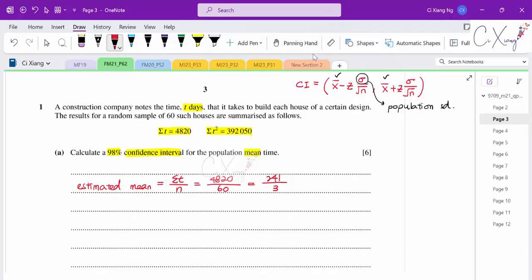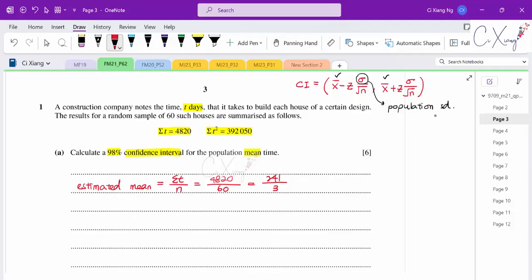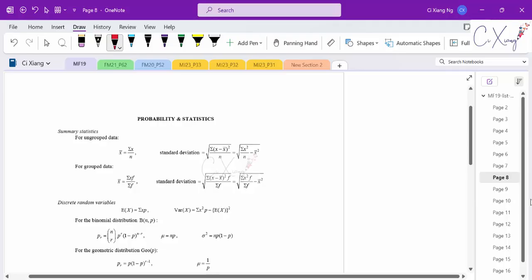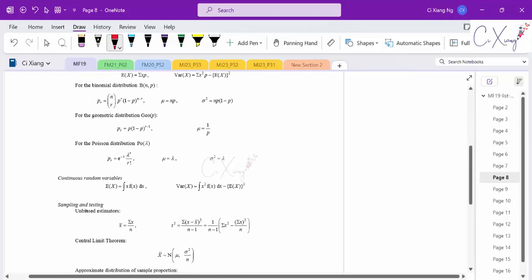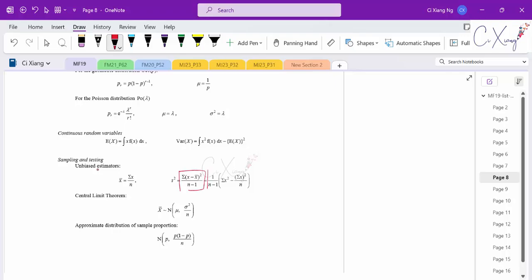Then I need to estimate also the population standard deviation. For the estimation, we'll call it the unbiased estimated variance. If you can't remember the formula, it is provided in the formula booklet. You can have a look at MF 19, page number 8, then scroll down to this part, where you can see the unbiased estimator of variance. There are two formulas. This is the first one. This is the second formula.